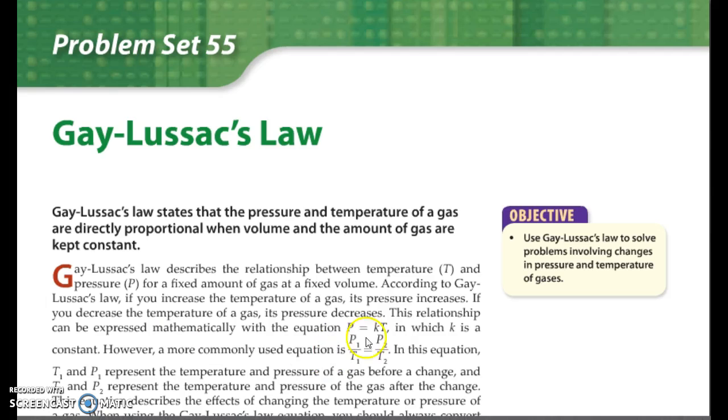This relationship is P equals KT, where K is the constant, or of course, P1 over T1 equals P2 over T2. In this equation, T1 and P1 are original temperature and pressure, and of course T2 and P2 are final temperature and pressure.